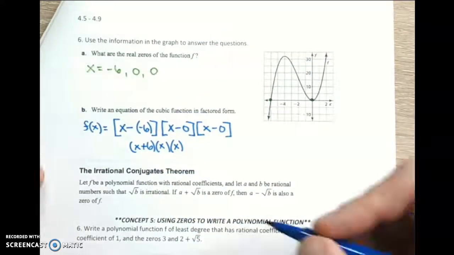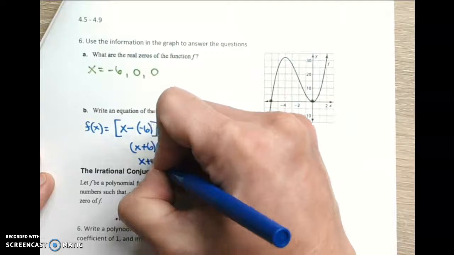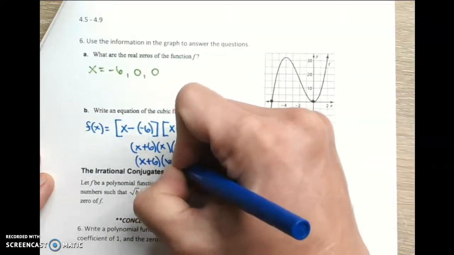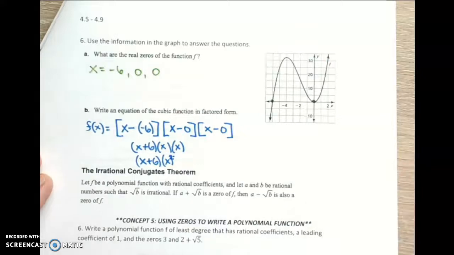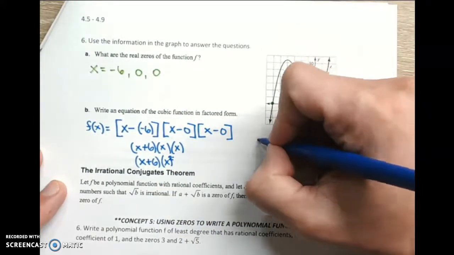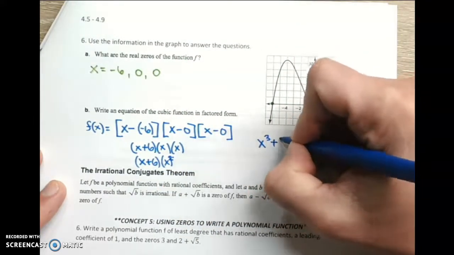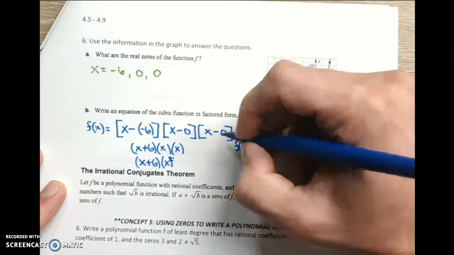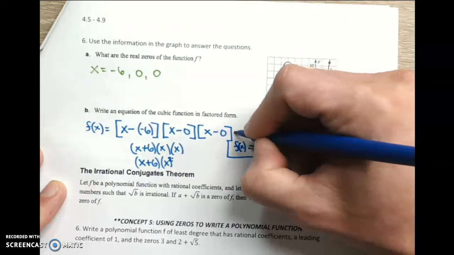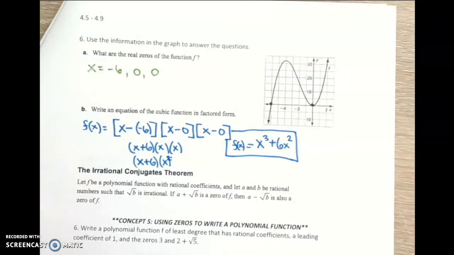And now I multiply. x plus 6 times x squared. And then if I distribute, I get x cubed plus 6x squared, and that's what f of x is equal to. Voila. And so we kind of took the backwards approach. We started with the zeros and made the equation. Alright, so we take those zeros, we put them in factor form, and you just multiply them out.